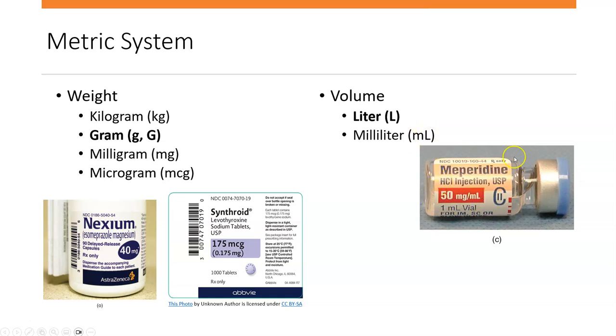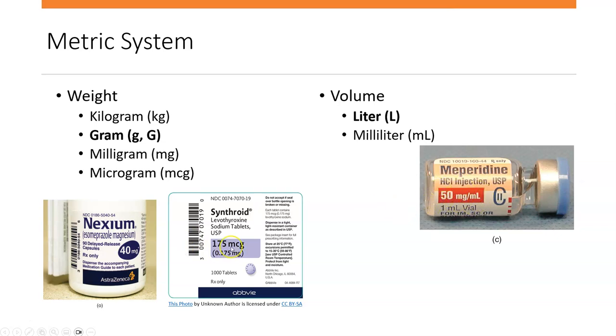And here, this is a liquid drug. With a liquid drug, the container, like if you buy a bottle, is going to tell you how much is in the whole bottle. That's going to be the quantity. Kind of like over here, we know there's 1,000 tablets here. This is telling us that there is 1 milliliter in this bottle. Now, the strength of the drug is going to be how much of the drug is in each milliliter. So for that case, there's 50 milligrams in each milliliter of drug.